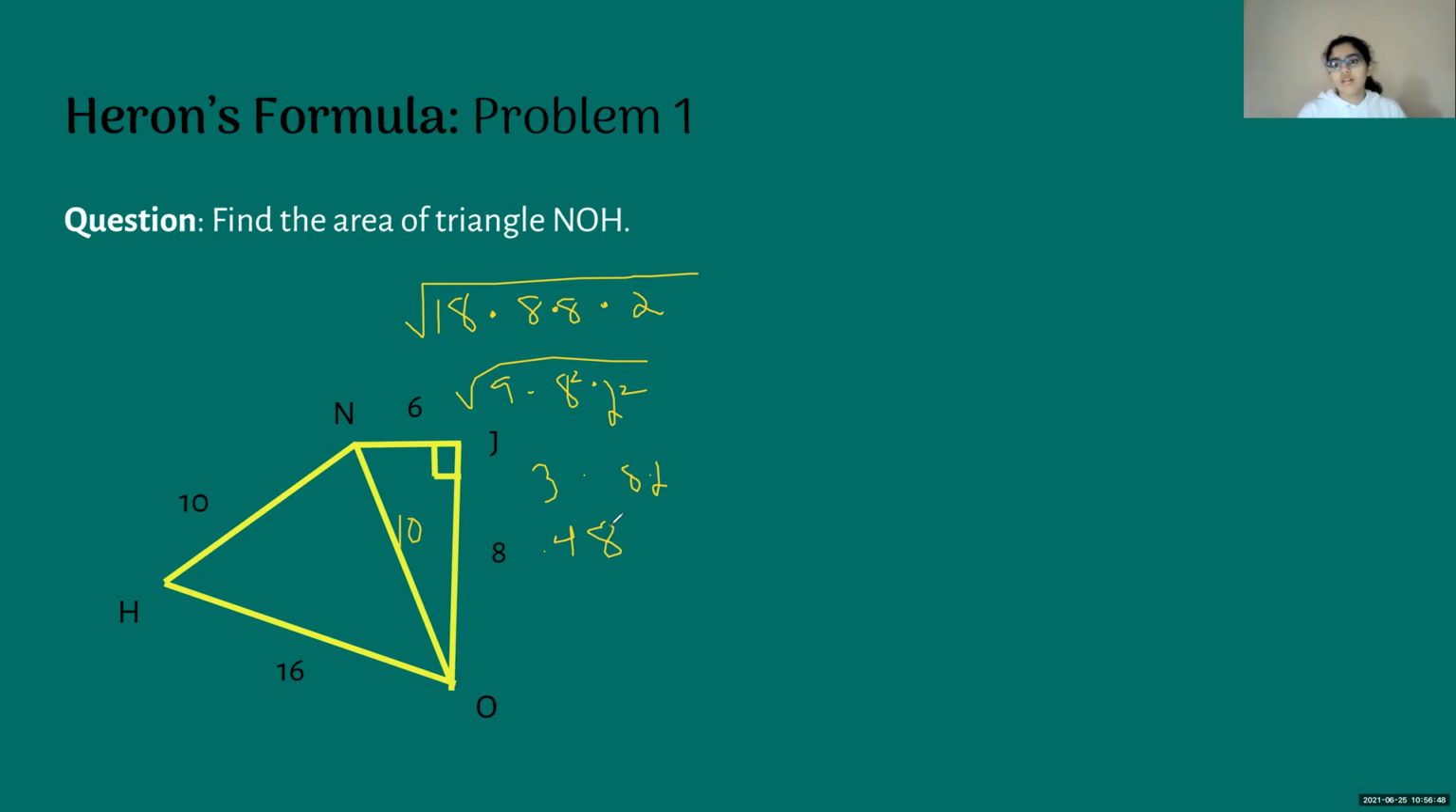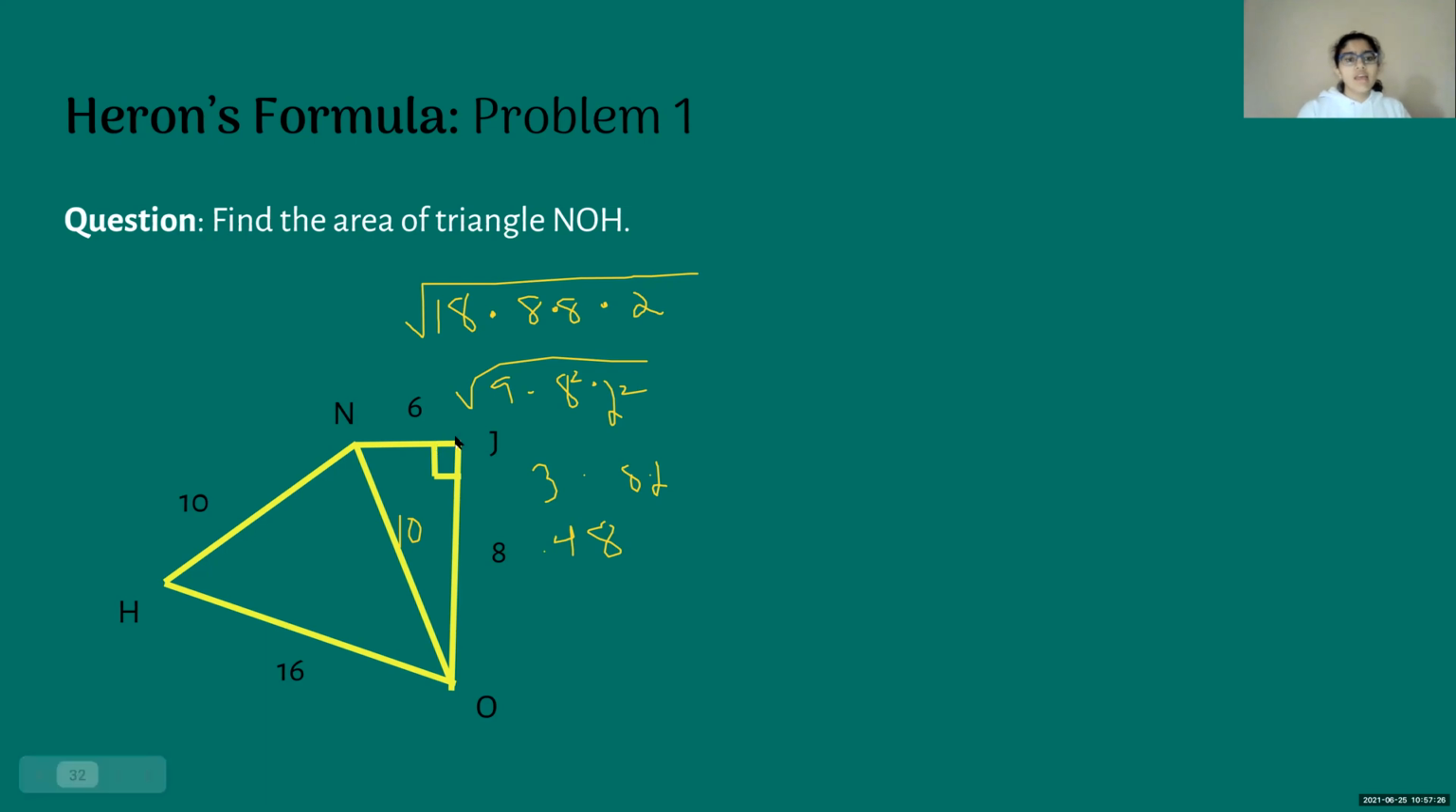So yes, Shreya got it right. In the chat, for the people who did not answer, what questions do you have? It's 18 times 8 times 8 times 2. So it would be 18, which is half the perimeter.